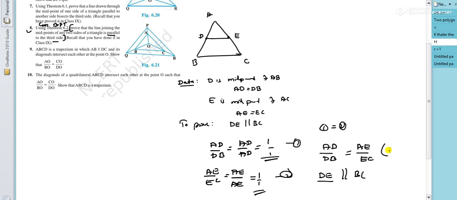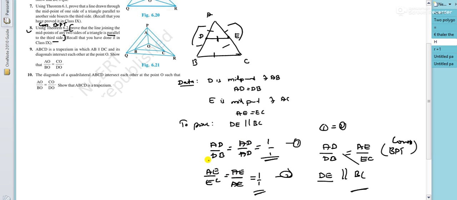Why? Because this is the converse of BPT. Correct? The other two sides are divided in the same ratio. Then definitely the third side is parallel to the given line. Okay, I hope it is clear.